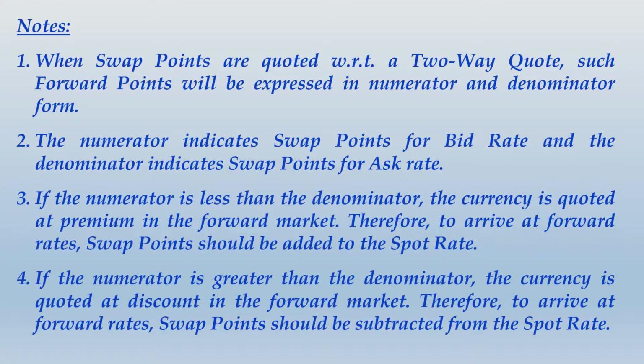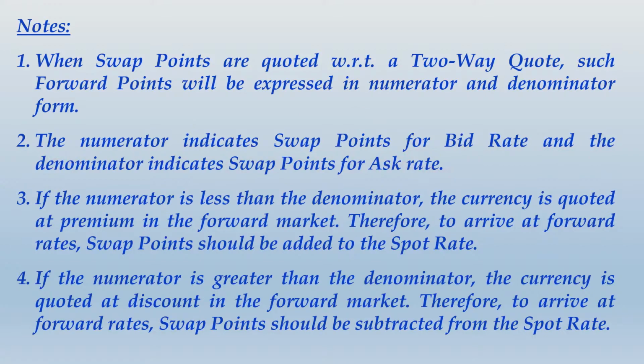Yes, I could see comment from Divya. Divya, can you please elaborate what exactly should I explain once again? You mean the second point? Okay, no problem. I'll explain that second point again. It says the numerator indicates swap point for bid and the denominator indicates swap point for ask.